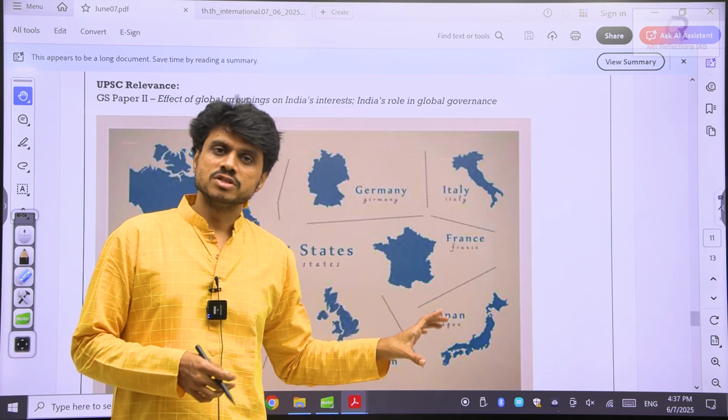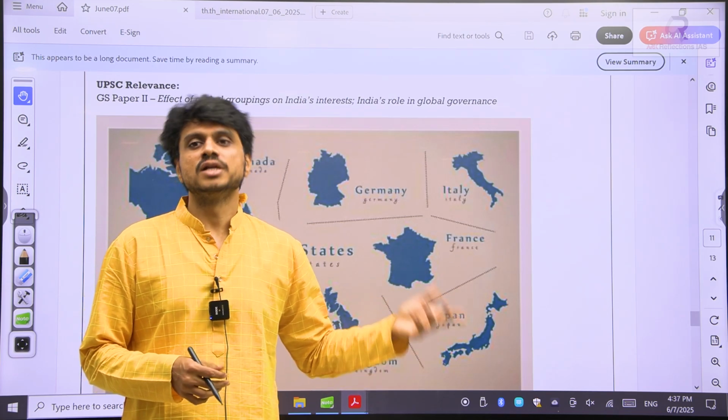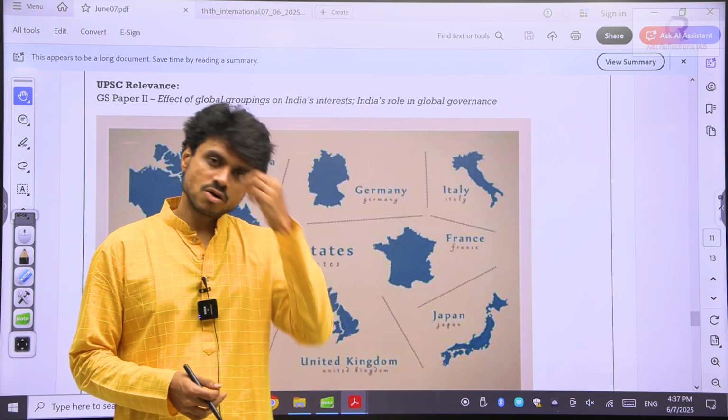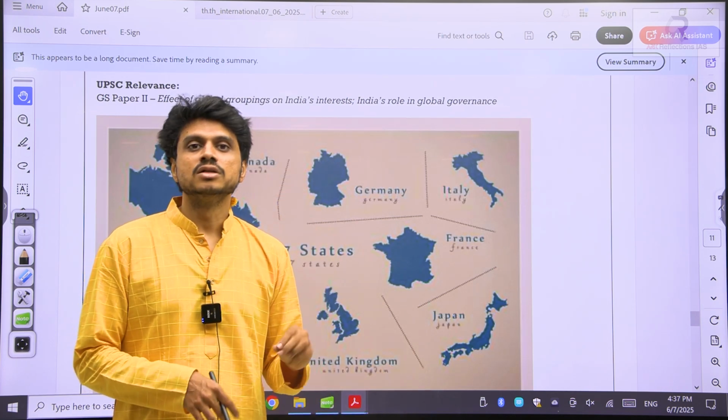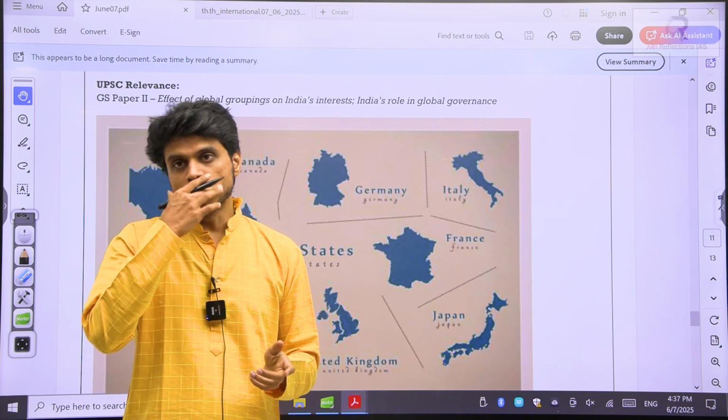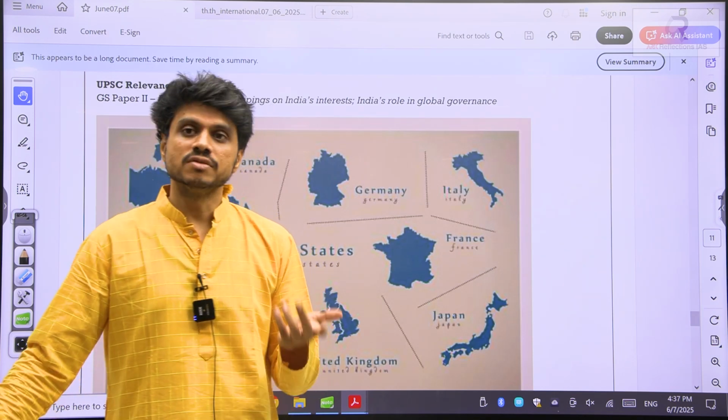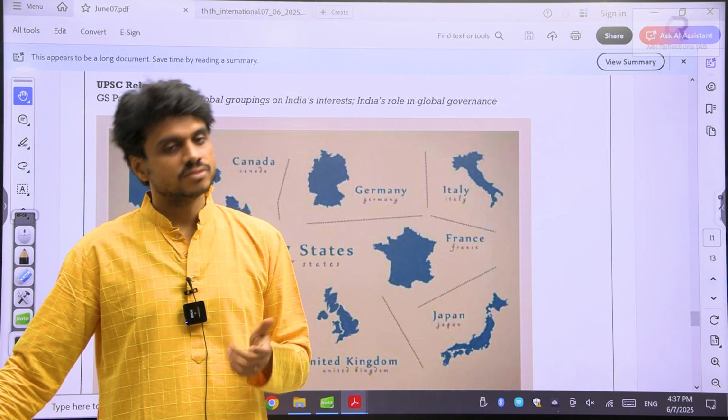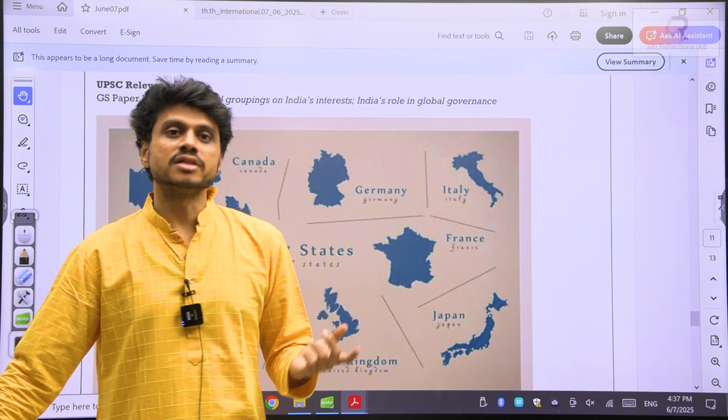Now they always meet to discuss various economy related things. Now they have invited India also to participate in the meeting. So that's why knowing G7 is very important. There is also another group called G20. Okay. So G20 includes countries like India, the rising economies.